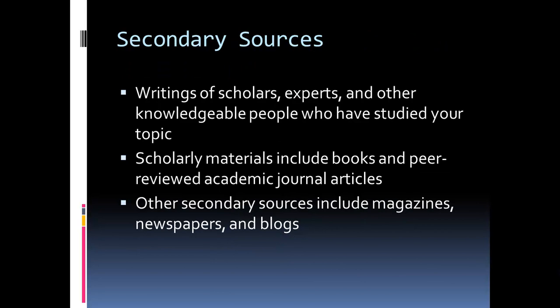The second form that evidence takes are secondary sources. These are writings of scholars, experts, and other knowledgeable people who have studied your topic. Scholarly materials include books and peer-reviewed academic journal articles. Other secondary sources include magazines, newspapers, and blogs. And for our academic purposes, these kinds of secondary sources are not necessarily scholarly or very helpful to what we will be inquiring about.